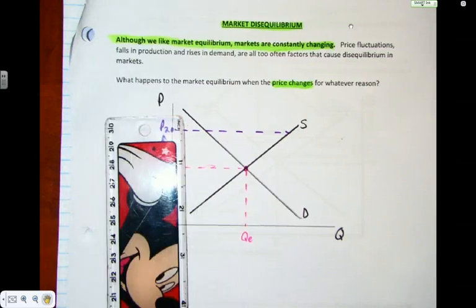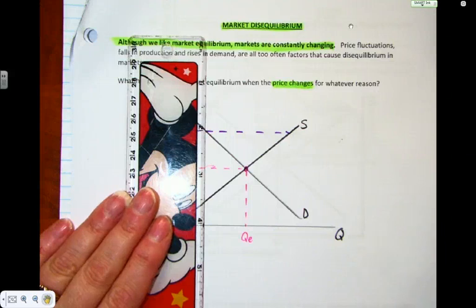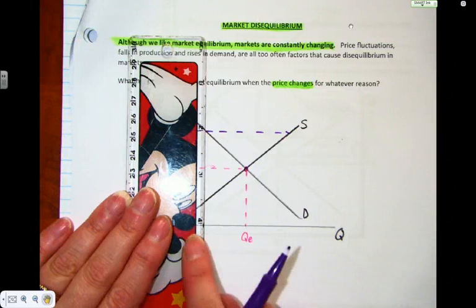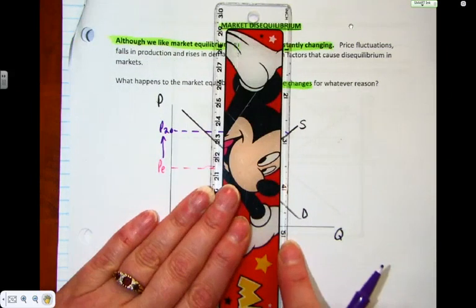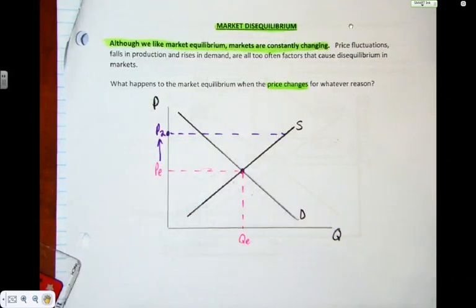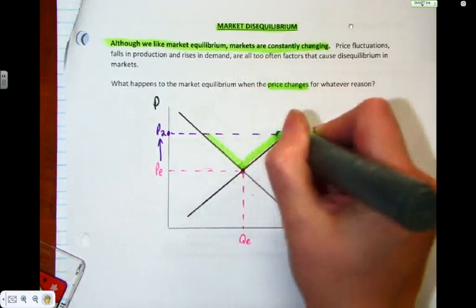And so if we look where P2 intersects the demand curve, is it less or more than the equilibrium quantity? Less. So people want less than the equilibrium, but what happens over here with the suppliers? They want to supply more because the price is higher. So what happens is we end up getting this triangle shape in here. And this is where I'm grabbing the highlighter or the marker.